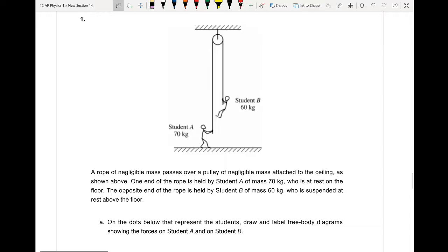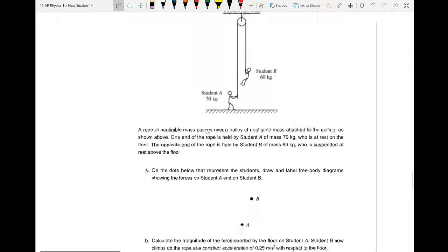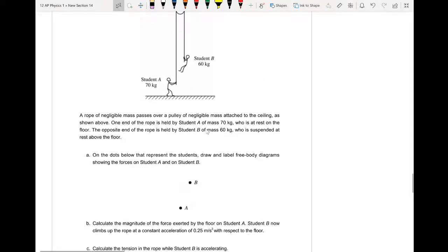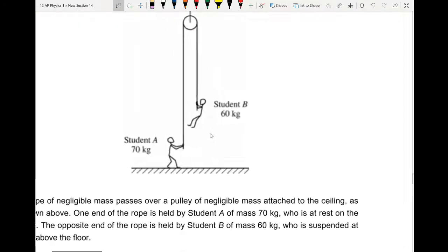So we're saying a rope of negligible mass passes over a pulley of negligible mass attached to the ceiling as shown above. One end of the rope is held by student A of mass 70 kilograms, who is at rest on the floor. The opposite end of the rope is held by student B of mass 60 kilograms, who is suspended at rest on the floor. On the dots below that represent the students, draw and label free body diagrams showing the forces on student A and student B. So we can do what we've been doing.